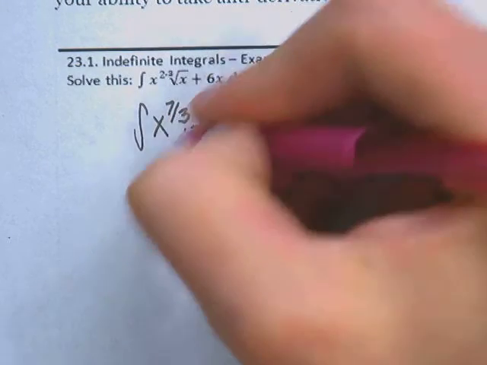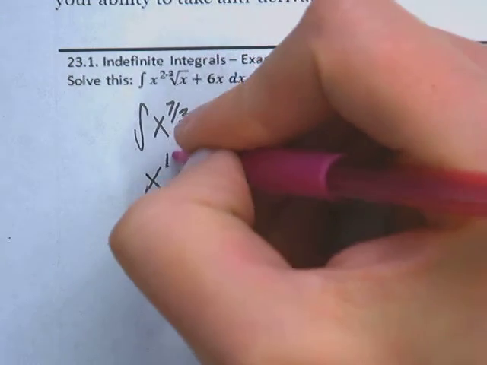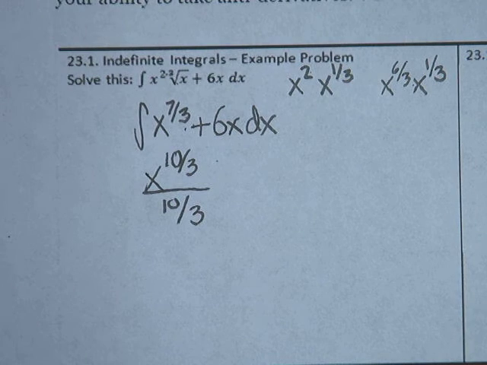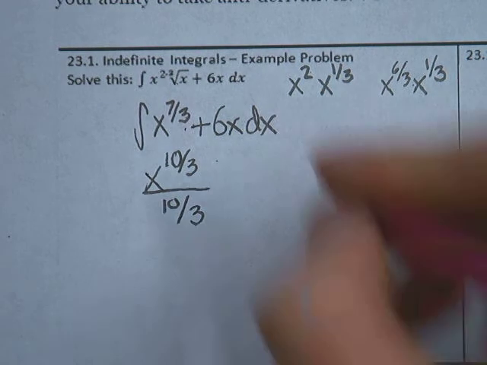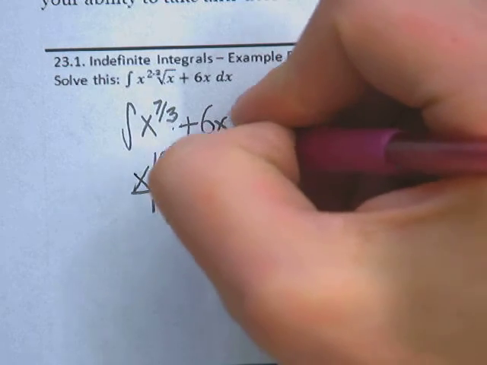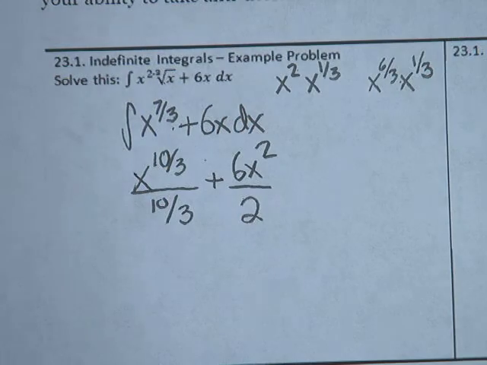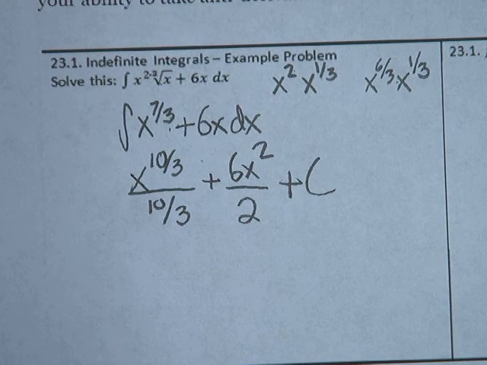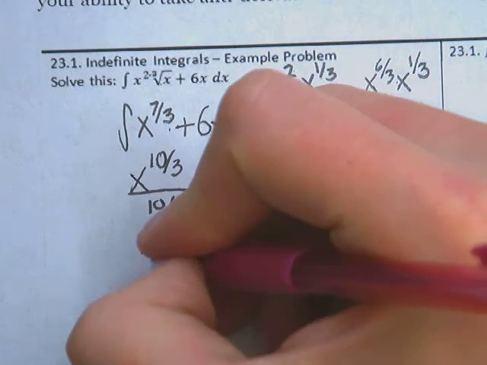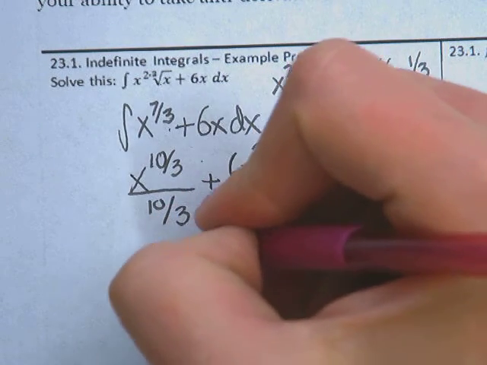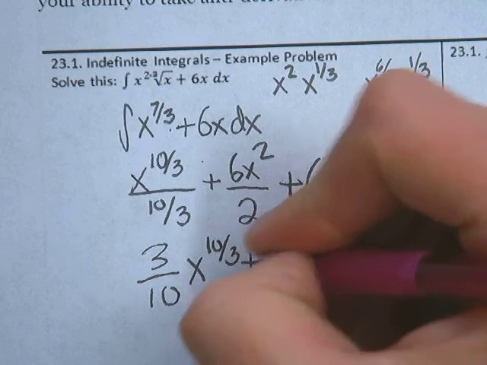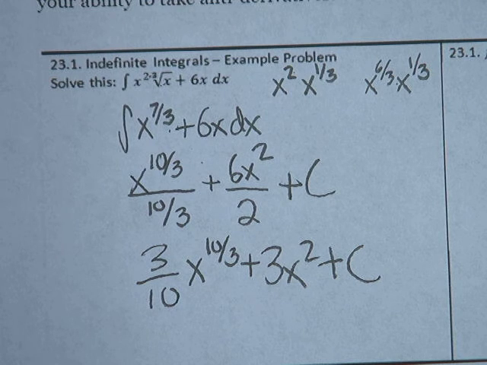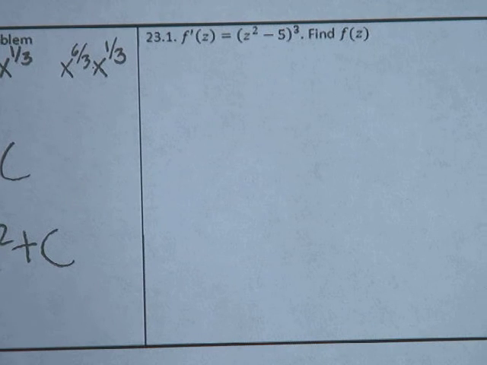Let's take the integral. We get x to the, adding 1 to this would be 10/3, divided by 10/3, because we always raise the power by 1 and divide by the new power. Here we get 6x squared divided by 2, because that's our new power there, and then plus c. This would be an acceptable way to leave your answer. Alternatively, I could simplify this a little bit: 3/10 x to the 10/3 plus 3x squared plus c. And that would be a better way of writing it. All right, one down. Next.